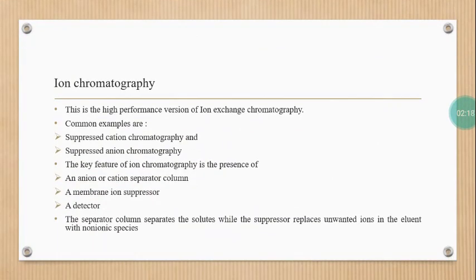Ion chromatography is the high-performance version of ion exchange chromatography. Common examples are suppressed cation chromatography and suppressed anion chromatography. The key feature of ion chromatography is the presence of an anion or cation separator column, a membrane ion suppressor, and a detector. The separator column separates the solutes, while the suppressor replaces unwanted ions in the eluent with non-ionic species.